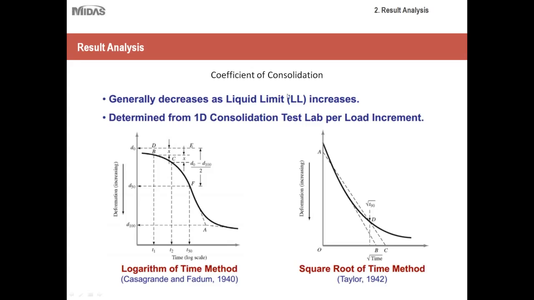So fairly straightforward. And as far as the coefficient of consolidation, which is once again that value that gives you an idea of the rate at which your soil will consolidate, there are certain ways that you can get it, which I'll go into. So there's the logarithm of time method and the square root of time method. But the main things to remember is that it generally decreases as the liquid limit increases. And then it's determined from one consolidation test per load increment. So once again, you'd be able to get your coefficient of consolidation from the odometer test.